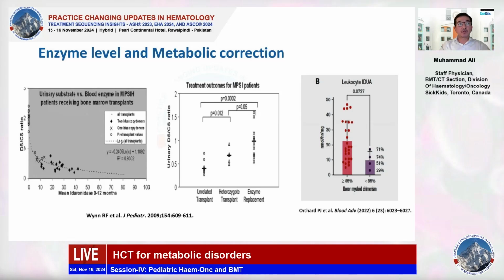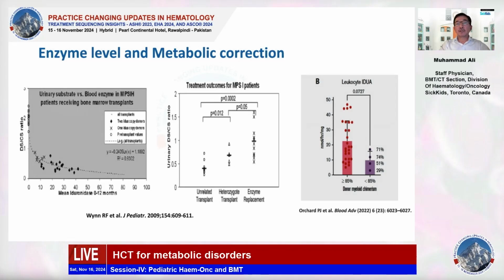And substrate clearance was measured in the form of mucopolysaccharide, like dermatan sulfate, and quantitative sulfate ratio in the urine. So as we can see, the higher the enzyme level, the lower is the substrate ratio, meaning better clearance.